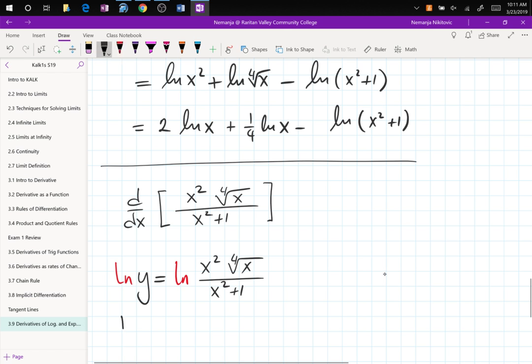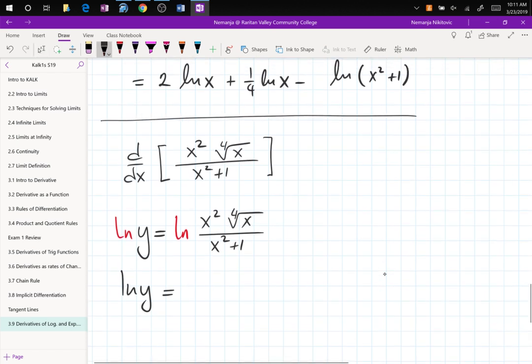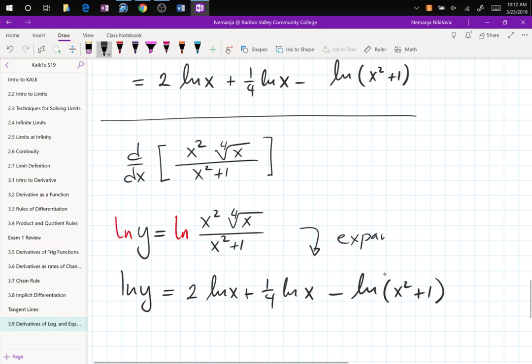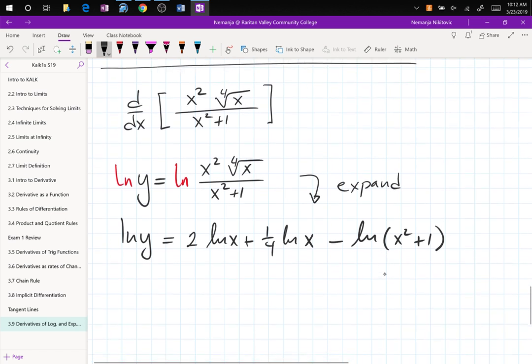On the left hand side we have ln y. On the right hand side we have the expansion of this, which is 2 ln x plus 1/4 ln x minus ln of x squared plus 1. That's the same one, because I'm using the same function as above, so we expand. And once you expand, you hit this with the derivative.